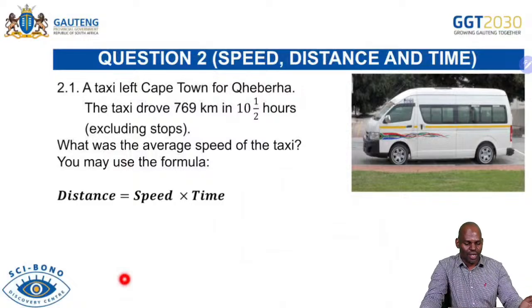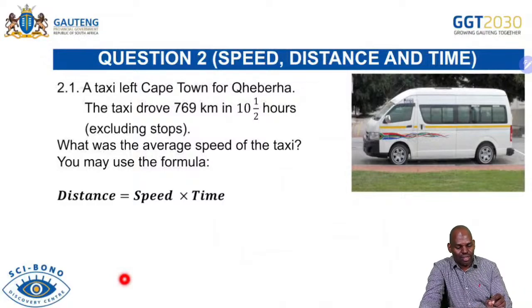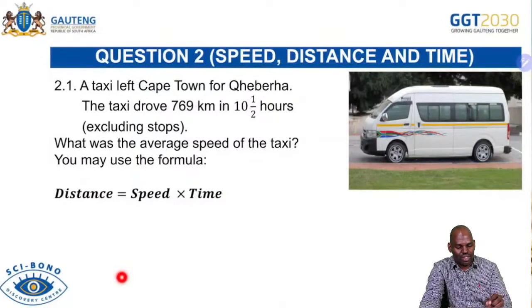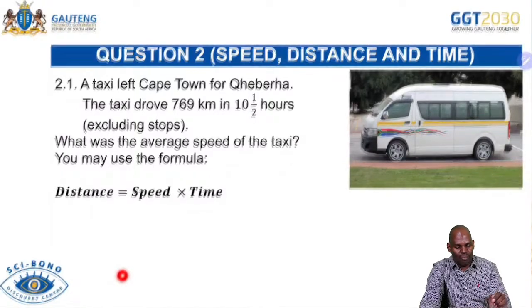Okay, and then number 2.1, or the next question, it's about the relationship between speed, distance, and time. It's 2.1. A taxi left Cape Town for Gqeberha. The taxi drove 769 kilometers in 10 and a half hours, excluding stops. What was the average speed of the taxi? You may use the formula.